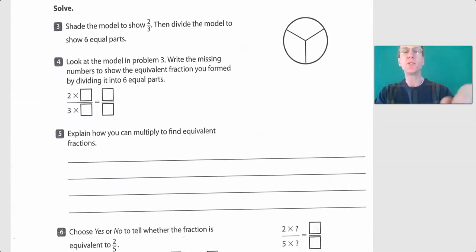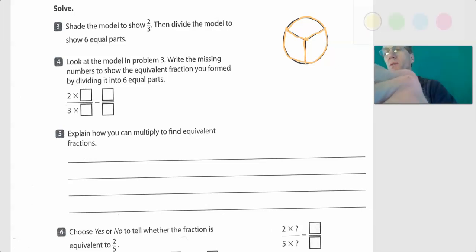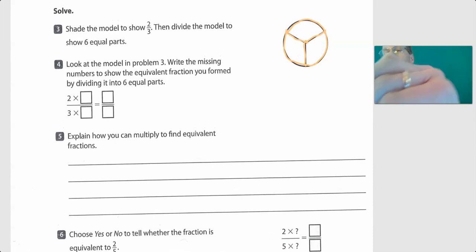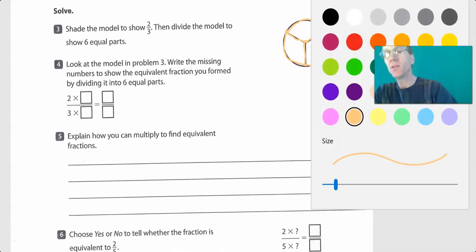Shade the model to show 2/3. Okay, so again, here we have a round pizza, if you like round pizzas, and here it's cut into 3 parts. We're supposed to shade 2, but my highlighter never works. I don't know why.